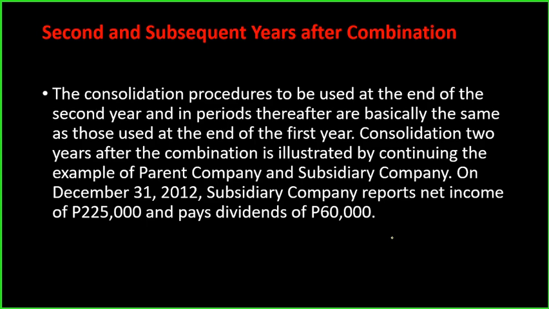What about the second year? The consolidation procedures to be used at the end of the second year and in the periods thereafter are basically the same. Consolidation two years after the combination is illustrated by continuing the example. In this example, the subsidiary now reports a net income of 225,000 and dividends of 60,000. You take that down because we'll keep coming back to it.